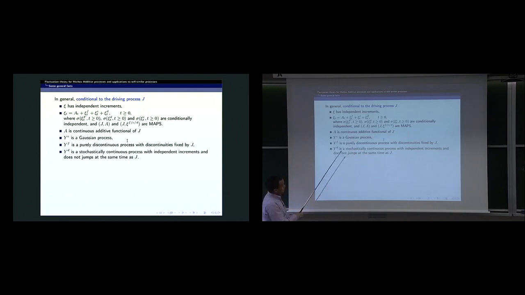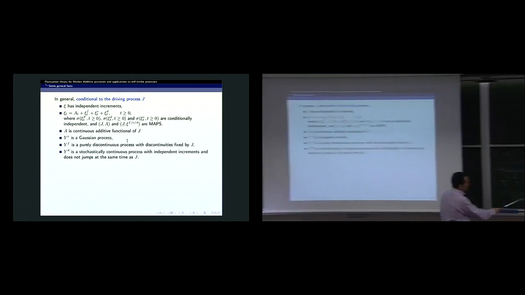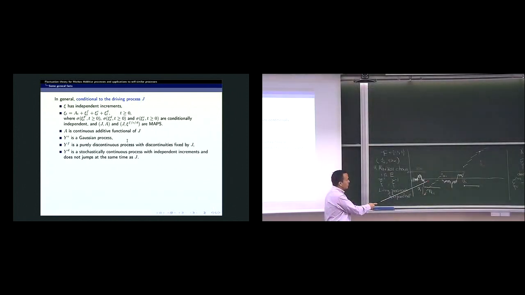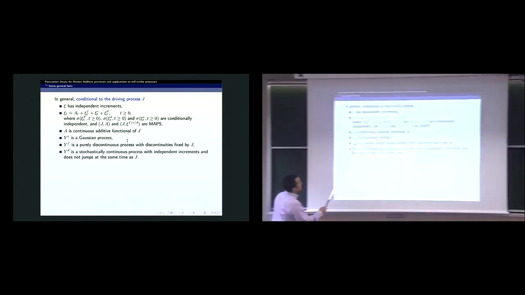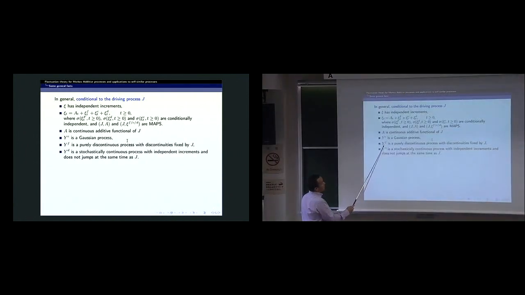And then there are two more processes. One is a purely discontinuous process that has discontinuities fixed by J. So this one is telling me the jumps that I do here. So it's a change of dynamics. The jumps of this process are coming from the jumps of J, and usually they come when we change dynamic.